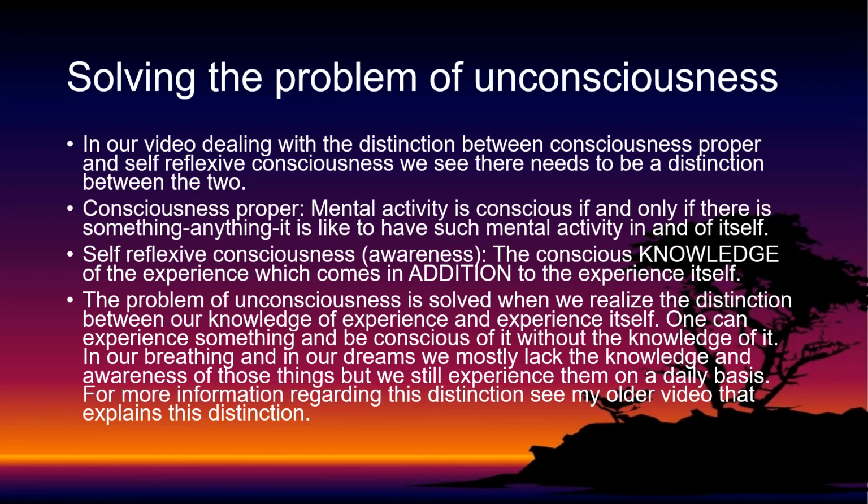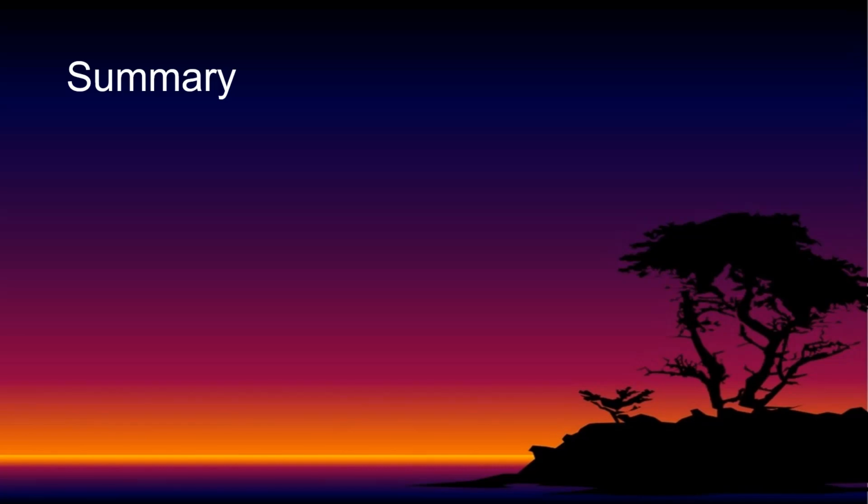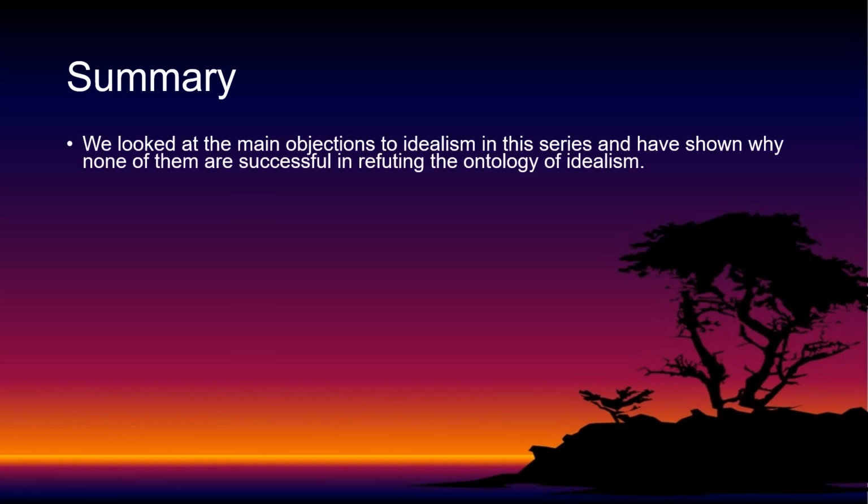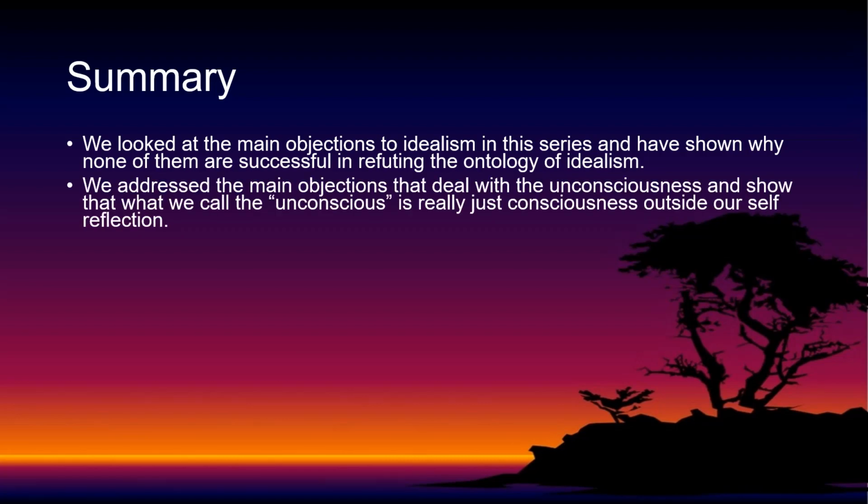And so, a summary of this entire series so far. We looked into the main objections to idealism in this series and have shown why none of them are successful in refuting the ontology of idealism. We addressed the main objections that deal with unconsciousness and showed that what we call the unconscious is really just consciousness outside our self-reflection, or again, outside our self-awareness and self-reflexive consciousness. So that deals with the biggest objection to idealism.